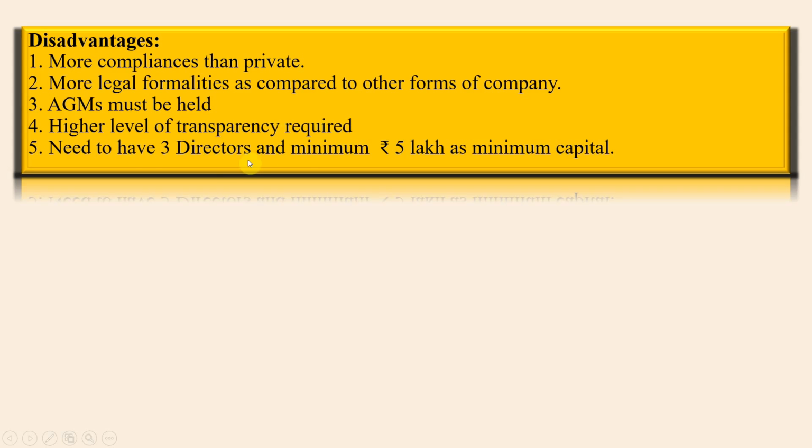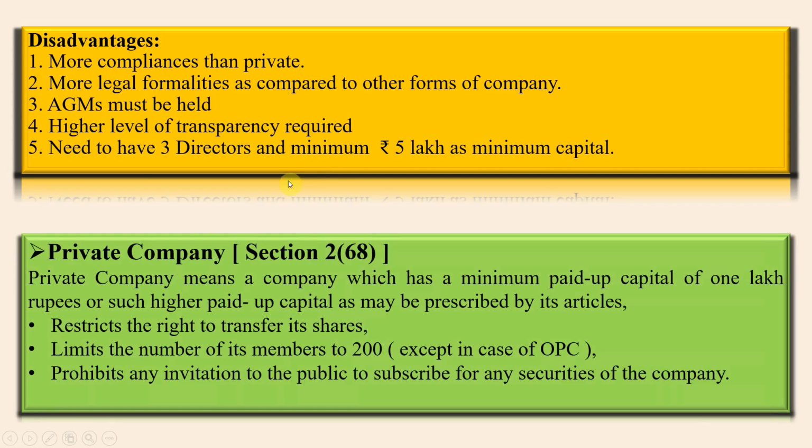Then comes need to have 3 directors and minimum rupees 5 lakh as minimum capital. To form a public company, you should have 3 directors minimum, and the paid up capital should be rupees 5 lakh. If you compare this amount in case of a private company, it is 1 lakh. So it means that there are some compliances, or some stages, or some formalities which are more than the private company in the formation of a public company. Okay.